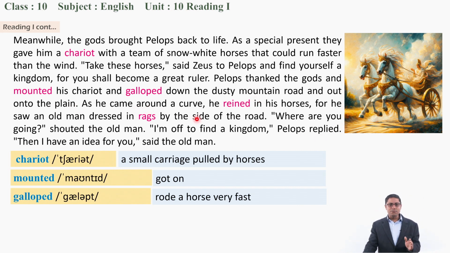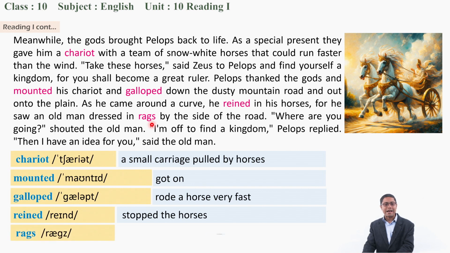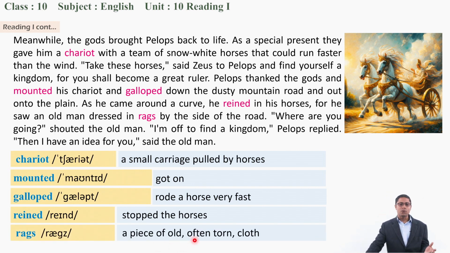As he came around a curve, he reined in his horses, meaning he stopped his horses. So why did he stop his horses? Because he saw an old man dressed in rags by the side of the road. Rags means a piece of old, often torn cloth. He saw such an old man wearing rags there.